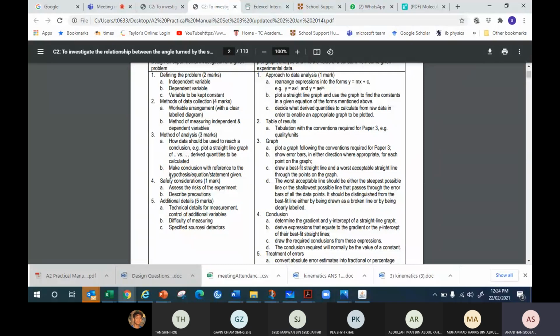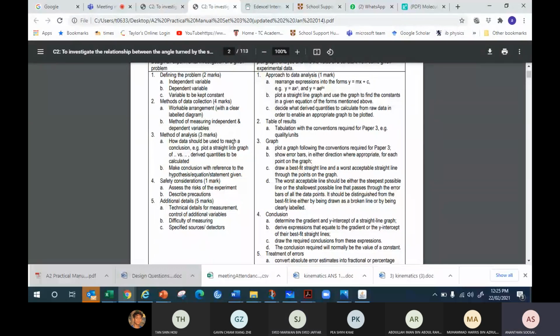Analysis. Safety, 1 mark. You must always state 1 safety. If you write 2 safety, no extra mark, only 1 mark. So write 1 safety and extra details. Extra details are technical details, measurement, control of additional variables, or difficulty in measuring, any difficulty you face. For example, you need to read the capillary reading. So for parallax error, you say view the reading at eye level. So you get the extra detail mark.